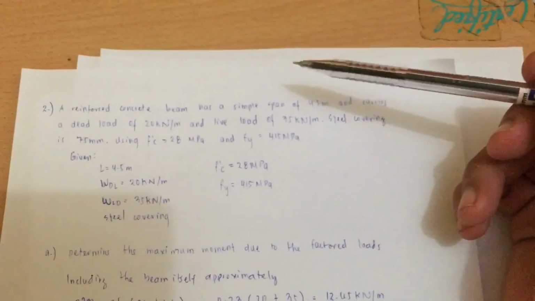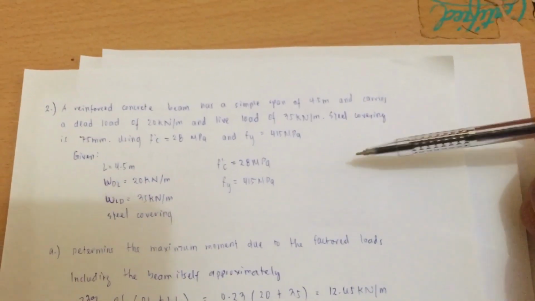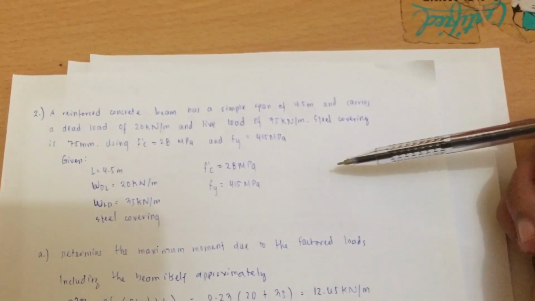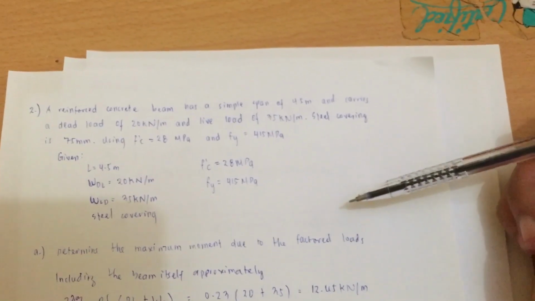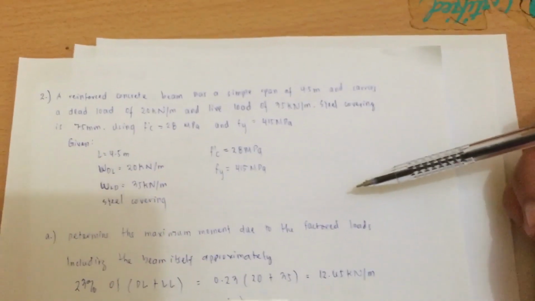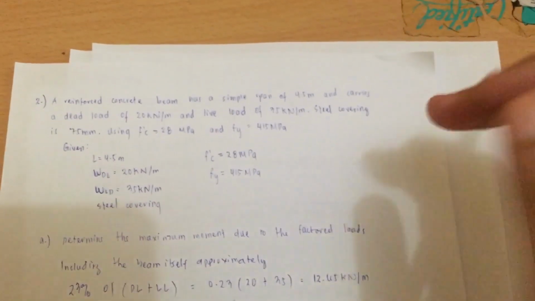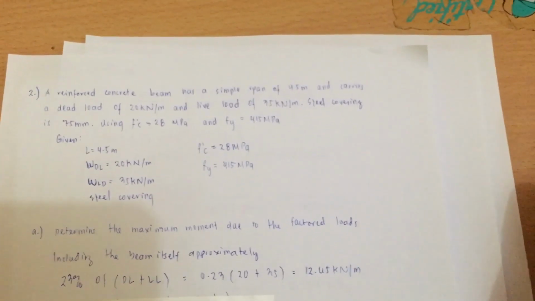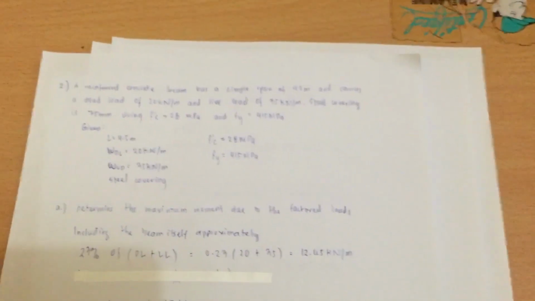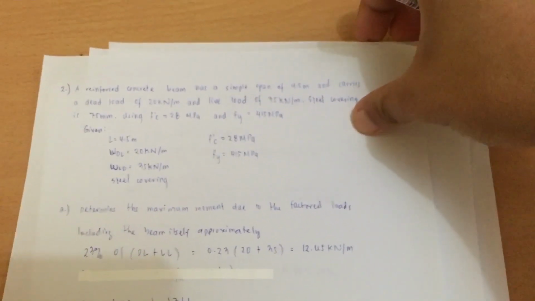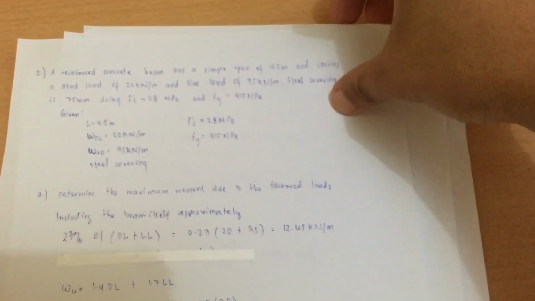So question number 2, a reinforced concrete beam has a simple span of 4.5 meters and carries a dead load of 200 kilonewton per meter and live load of 35 kilonewton per meter. Steel covering is 75 mm using F prime C equal to 28 megapascals and Fy 415 megapascals. In this problem, we are asked to determine the maximum moment due to the factored loads, the least dimensions using the maximum allowable reinforcement ratio, and the maximum area of the steel.